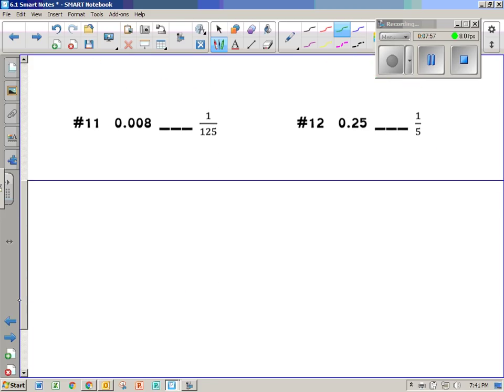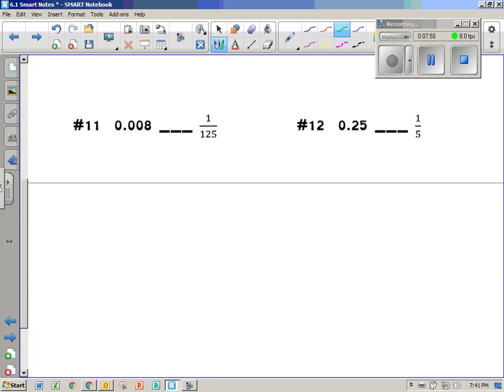Scroll down and do our last 2 problems. Let's see. So you count tenths, hundredths, thousandths. So you've got 8/1000ths. You could either change 1 over 125 to have the same denominator, but I recognize that this simplifies a little bit. So let's divide the numerator and denominator both by 4.